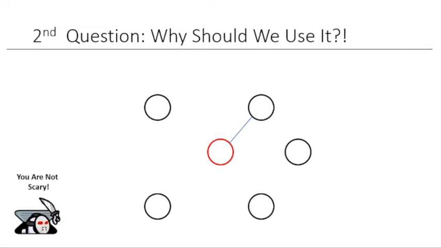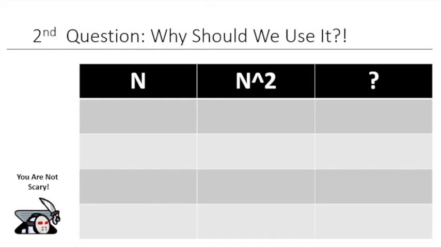Okay, so why should we use it? When you search for a point and you want to know the distance of all points beside it, you're going to search in n square time if you're going to do it for all of them. Let's take for instance 10, and the n square of 10 is 100.